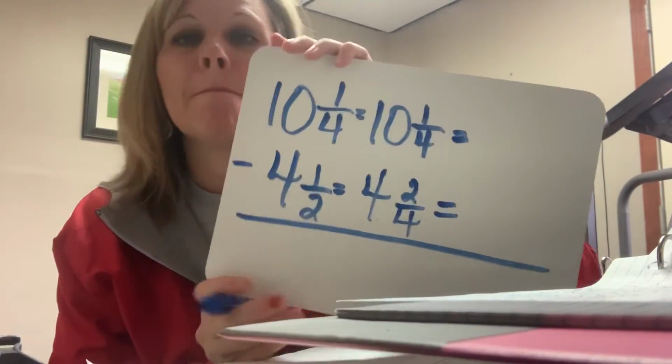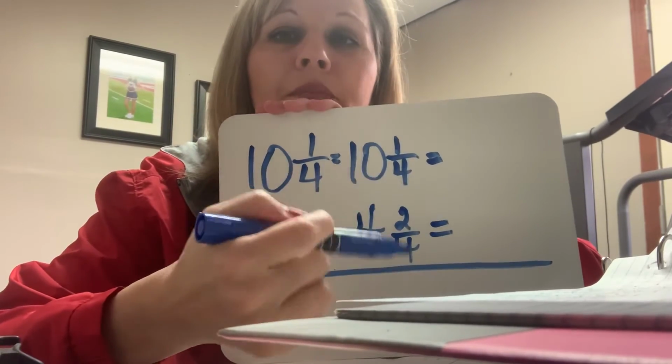10 stays the same. Pull it over because I'm doing common denominators. So 10 1/4 stays the same because our denominator of 2 and 4 is going to be 4. 2 times 2 gets me to 4. So 1 times 2 is 2. All right. We have common denominators now.